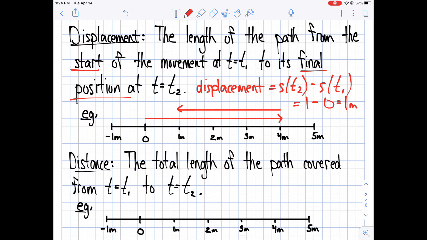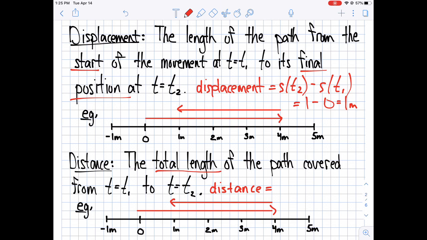Now let's take a look at distance. For distance, we are looking at the total length of the path covered from t1 to t2. Here, let's suppose that we have the same sort of motion. We're starting off at 0, moving to the right by 4, and then moving back by 3. This time what we want to look at is the total length of the path. And so our distance is not going to be 1 meter.